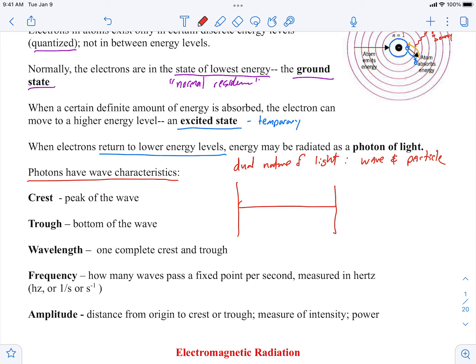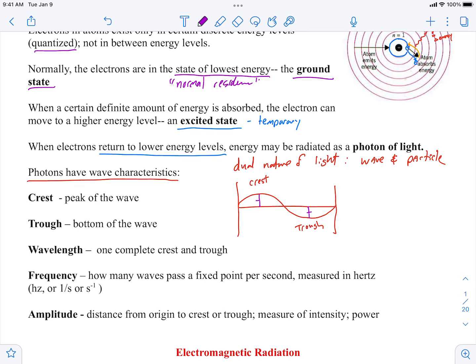By definition, a wave has to have both a crest and a trough. The crest is the top portion. The trough is the bottom portion. And they both will have the same magnitude from the origin. So the distance from here to here and the distance from here to here are the same. It's like a sine wave.